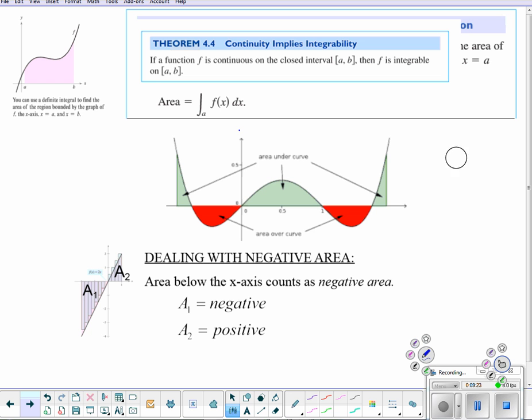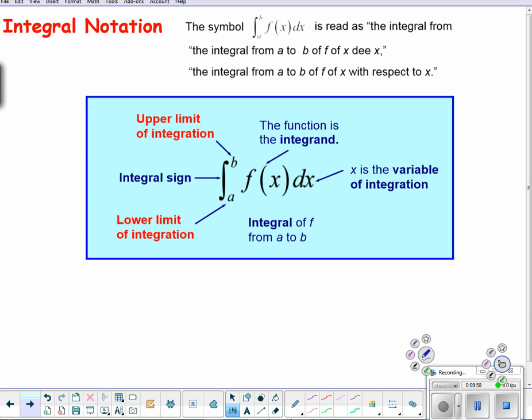Alrighty. This particular screen is indicating that when I have a function that lies under the x-axis, this area is picked up as negative area, meaning it's going to take on a negative value, really. I mean, it kind of sounds weird to talk about negative area. Think of it more like a negative value. This has positive value. So above the x-axis is positive value, below the x-axis is negative area value.